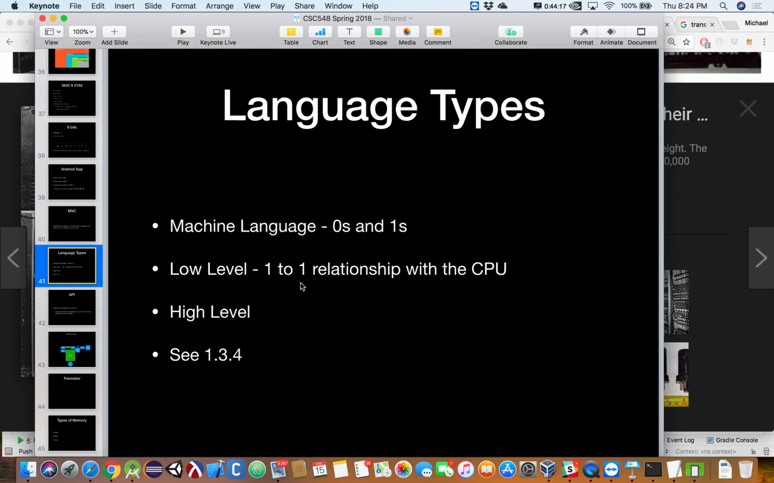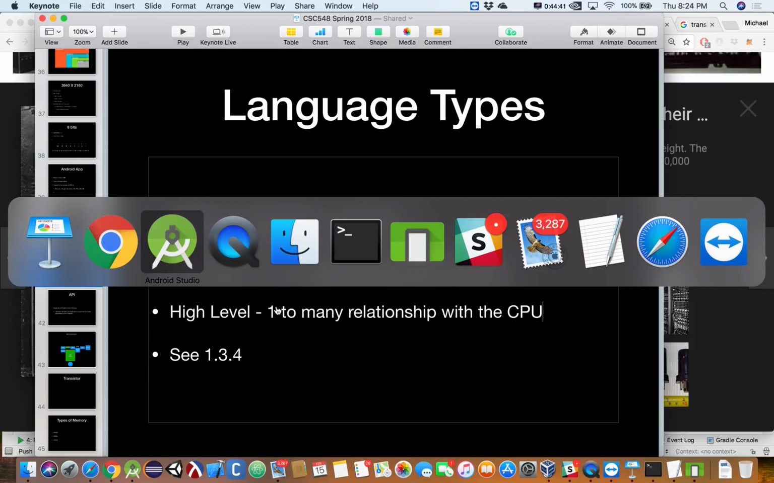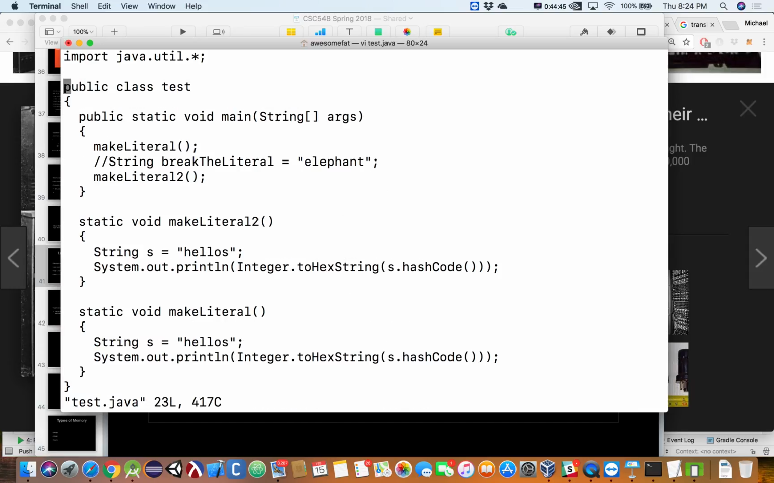All right, so that's a low-level language, what we just looked at here. It has a one-to-one relationship with the CPU. We like the power tools, this one-to-many relationship with the CPU. That means we write one line of code, and it turns into a whole bunch of lines of code. So if we're going to do that in Java, let's go back out here to our Java program.